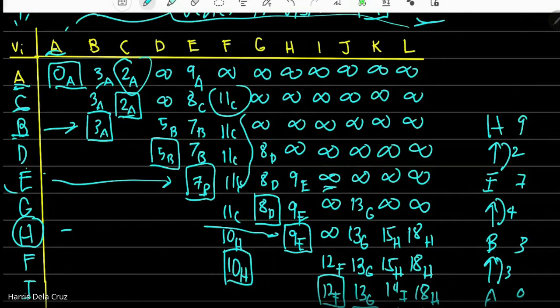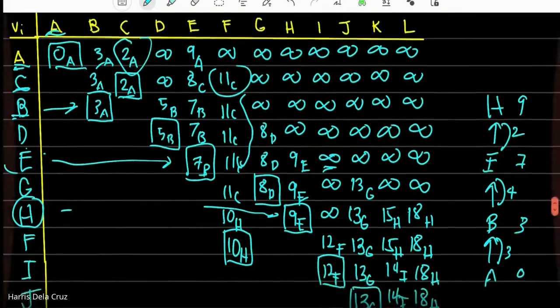So, from B, i-relabel mo lahat ng unvisited. So, ganyan lagi. Label all the unvisited, visit the next smallest label, and then from there, fix that label, and then label the unvisited, fix the smallest, then visit that, and so on and so forth. Ulit-ulit na. So, ganyan lang kadali yung Dijkstra algorithm. Okay?